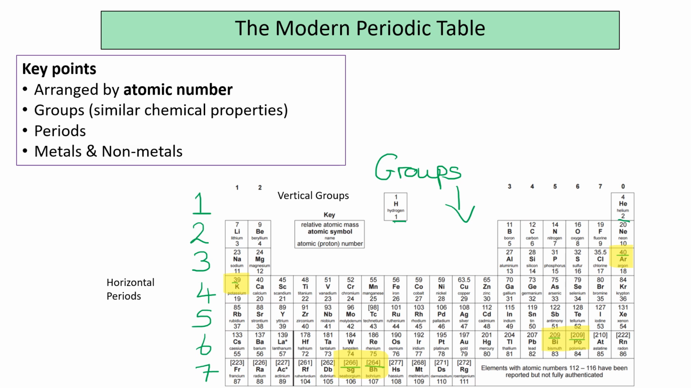The modern day periodic table can also be divided into metals and non-metals by using the staircase divide under boron, like so. We find our non-metals on the right and metals on the left.